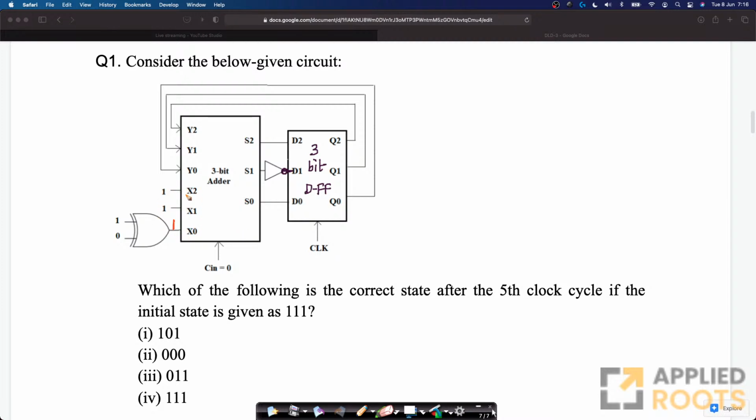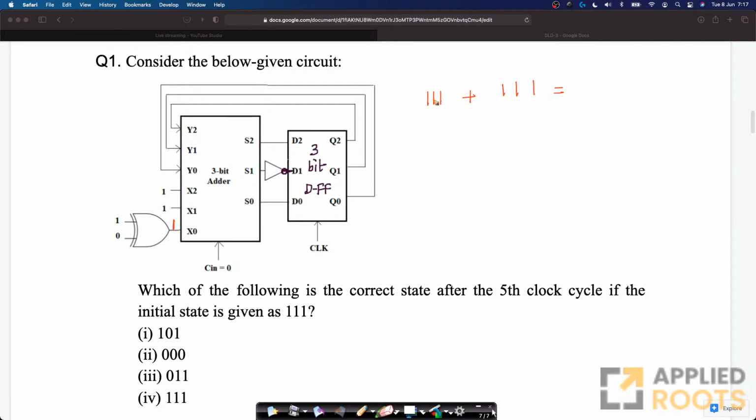So one input to your 3-bit adder is 1, 1, 1. The other input is coming from the state of your 3 D flip-flops, right? Initially, at the very outset, the clock is not there, so nothing is happening. You are told that the initial state is 1, 1, 1. So this is your initial state of the D flip-flops, and you have 1, 1, 1 here.